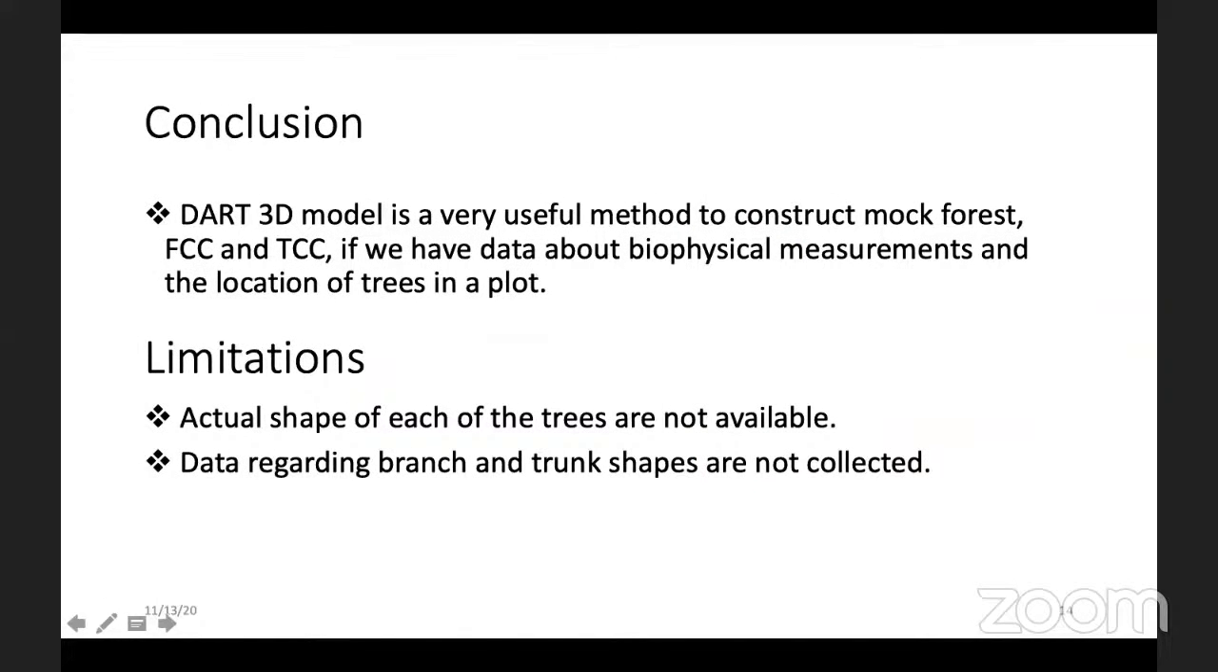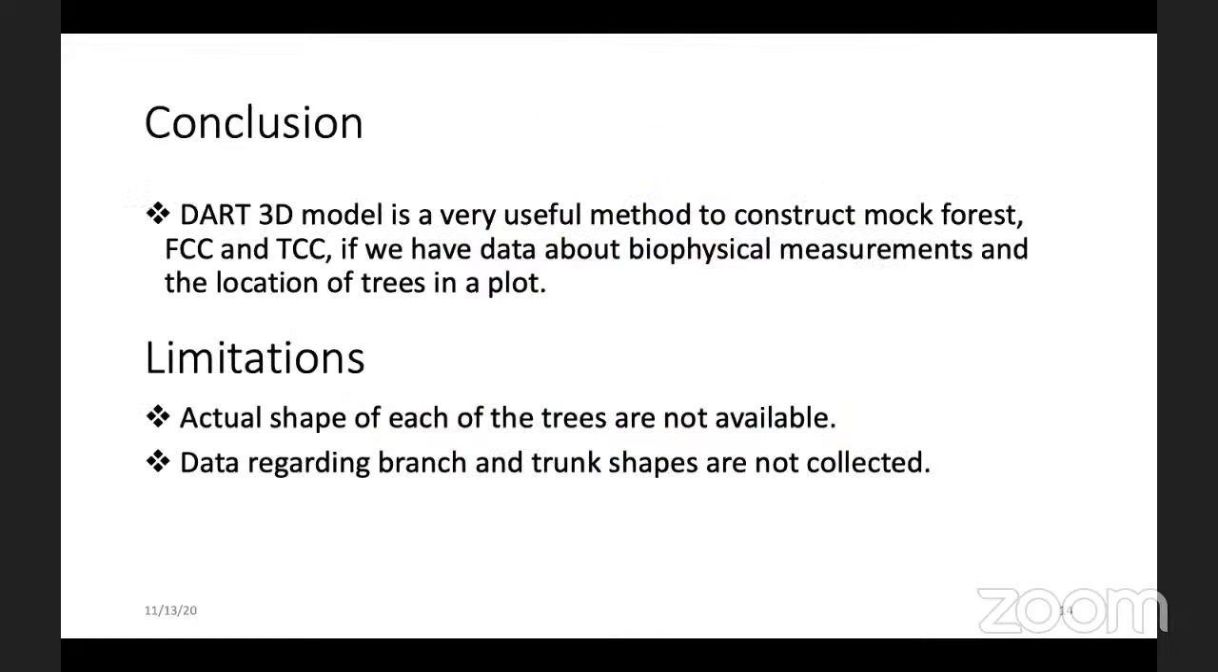And the conclusion which I arrived at is that a 3D model is a very useful method to construct a mock forest. It will be helpful for government and authorities to find the position of economically important trees in a forest, and FCC and TCC can also be found, if you have data about biophysical measurements and the location of trees in a plot. And the limitation, as I mentioned earlier, is that the actual shape of each of the trees was not available.